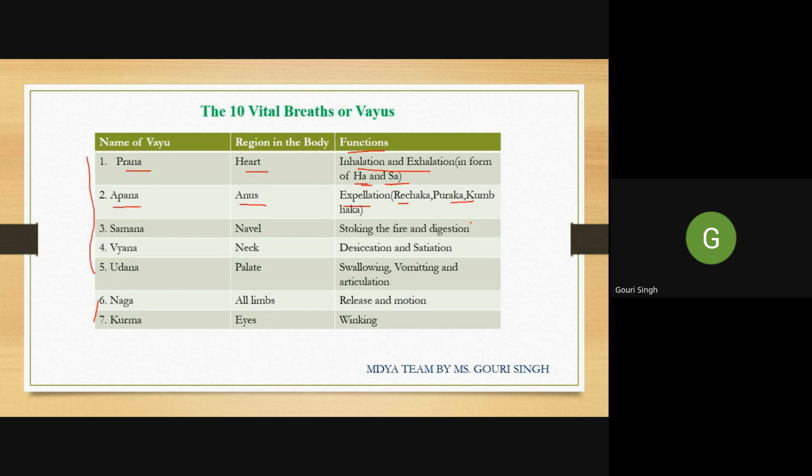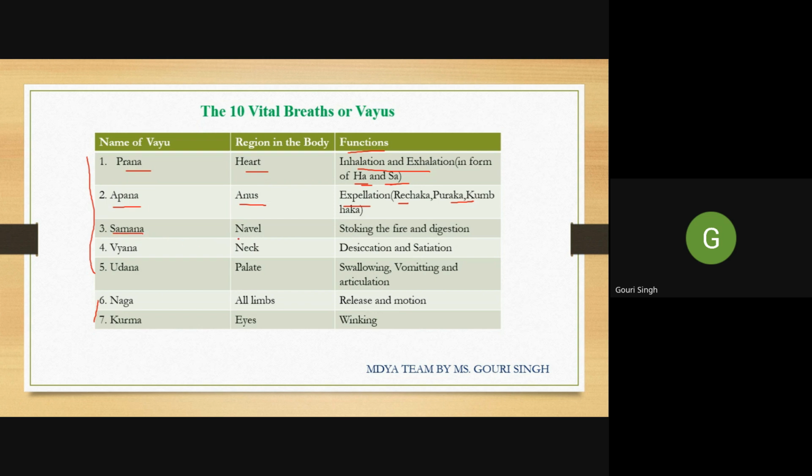The three will be combined together in the use of Apana Vayu. It is discussed here in Siddha Siddhanta Paddhati that whenever we are doing the Rechak, the Purak, and the Kumbhak, that is because of the Apana Vayu.